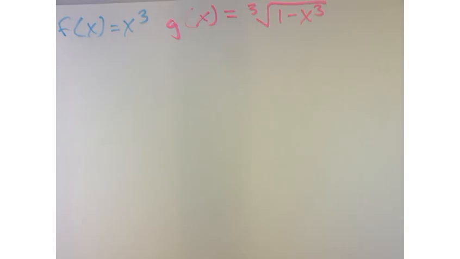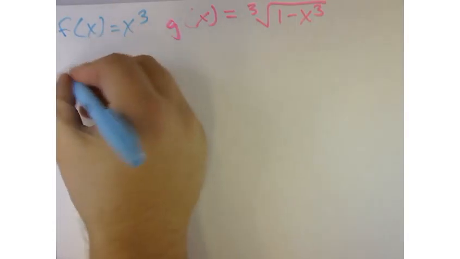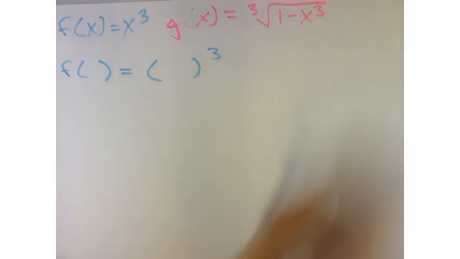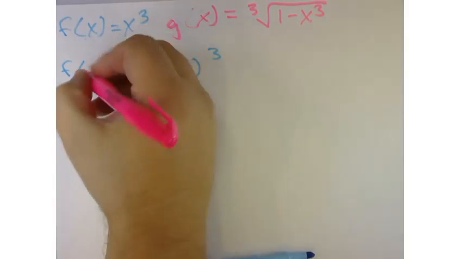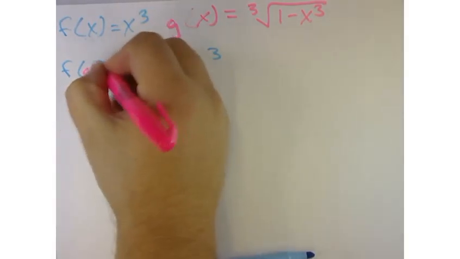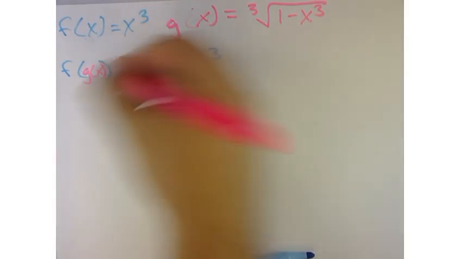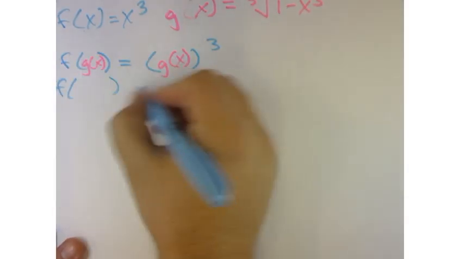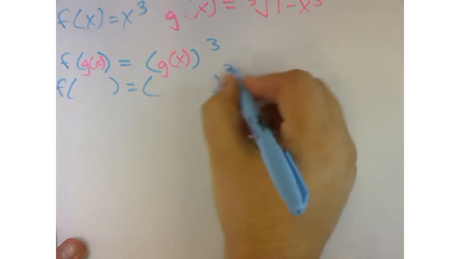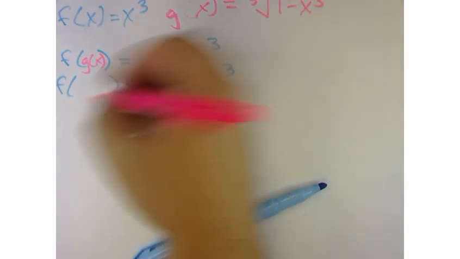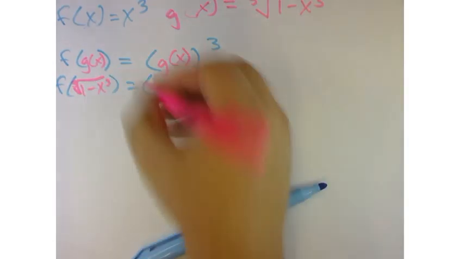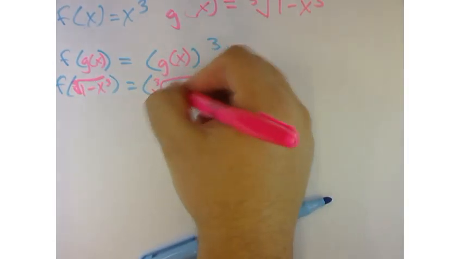So now watch this. This is f of something is equal to something cubed. And your textbook wants me to find f of g of x. So wherever there's an x, I'm just plugging in g of x. But what is g of x? Cube root of 1 minus x cubed. So it's all this stuff, right? So I'm going to say the cube root of 1 minus x cubed, all cubed.